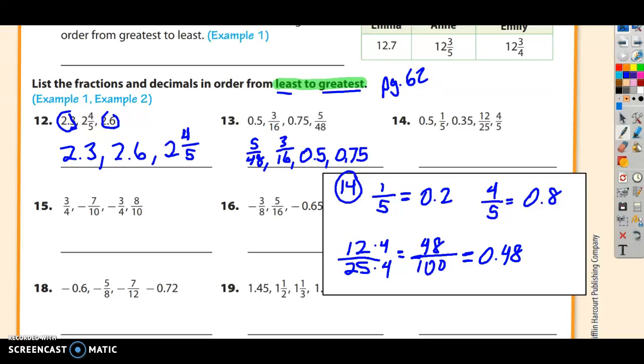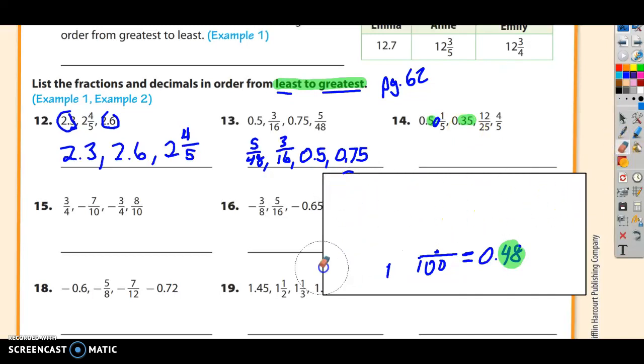So now I've got 5 decimals, and I've got this one's in the tenths place, this one's in the tenths place, this one's in the tenths place, this one's in the hundredths, and this one's in the hundredths. What I'm going to do to make them all look the same is I'm going to make them all be in the hundredths. So this will be 0.50, 0.20, 0.80, 0.35, and 0.48. And that might seem just a little messy, so what I'm going to do here is I'm going to rewrite it right here.